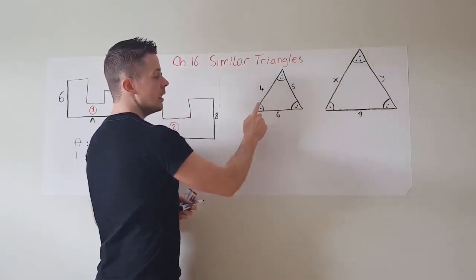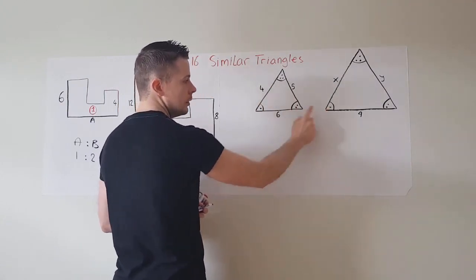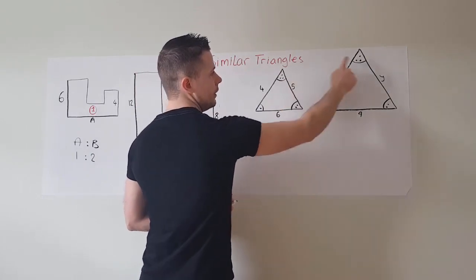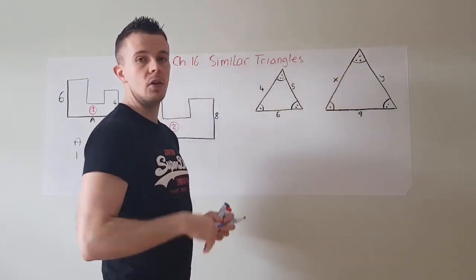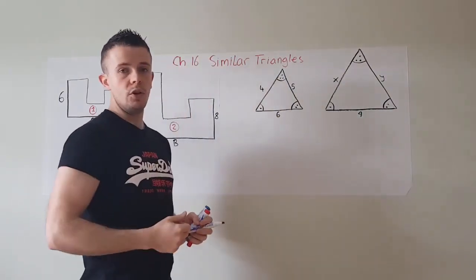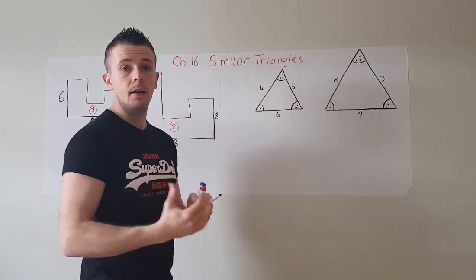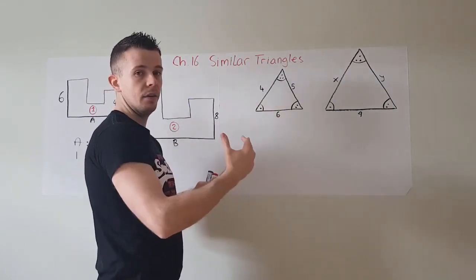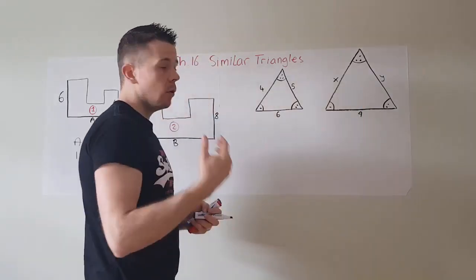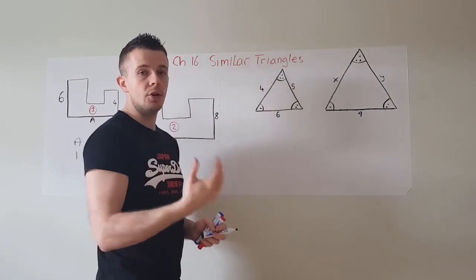So first of all, we can see that these are two similar triangles. Why? Because this angle here and that angle here are equal. This angle and that angle are equal. And the third set of angles is also equal. So if the three angles are all equal to each other, then we can say, yes, these are two similar triangles, except the sizes are different. This one is smaller than this one. So now we've identified that yes, these are two similar triangles.